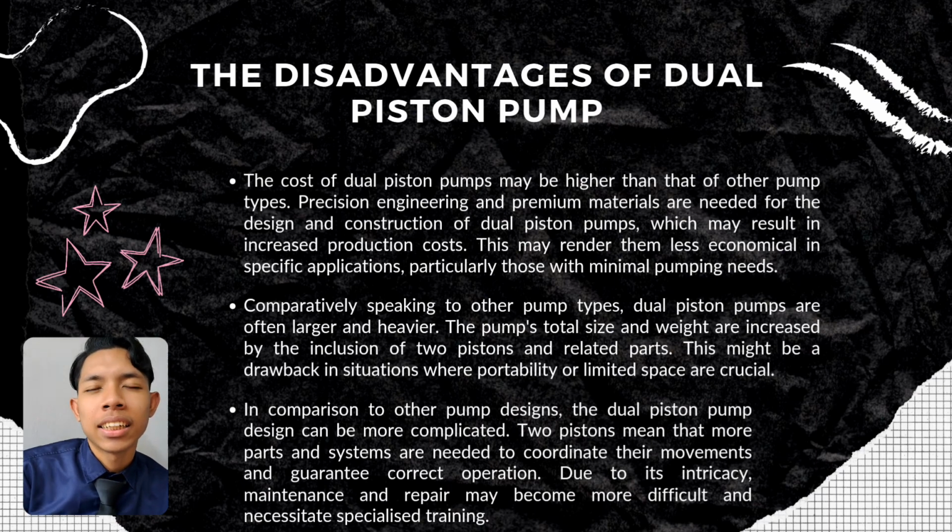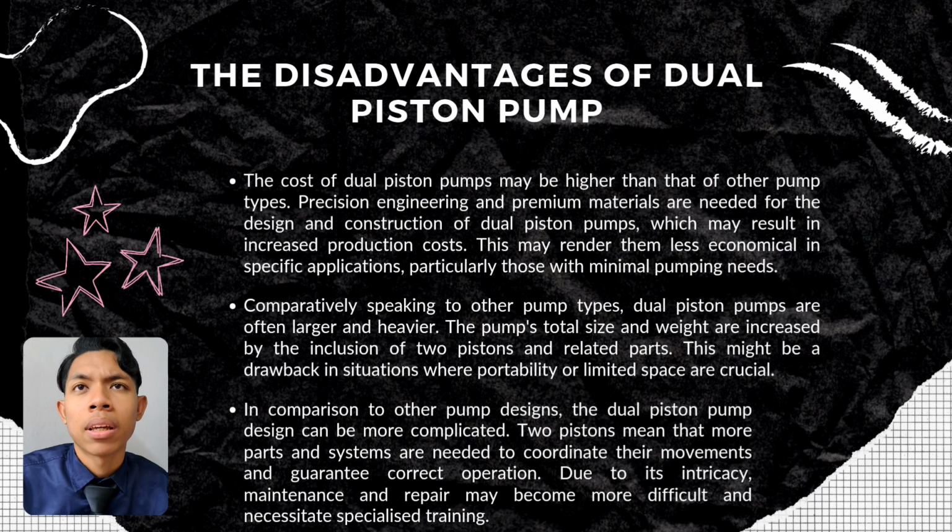And lastly is the disadvantages of dual piston pump. So the first is the cost of dual piston pumps may be higher than that of the other pump types. Precision engineering and premium materials are needed for the design and construction of dual piston pumps, which may result in increased production costs. This may render them less economical in specific applications, particularly those with minimal pumping needs.